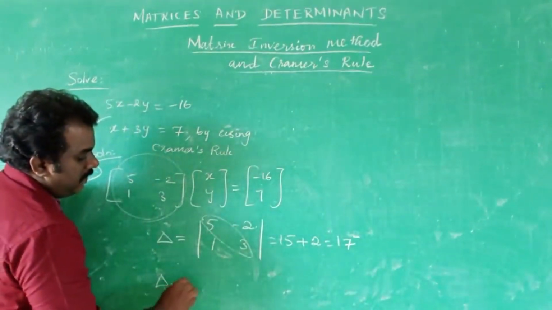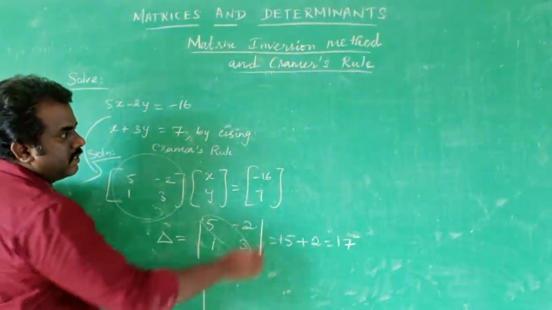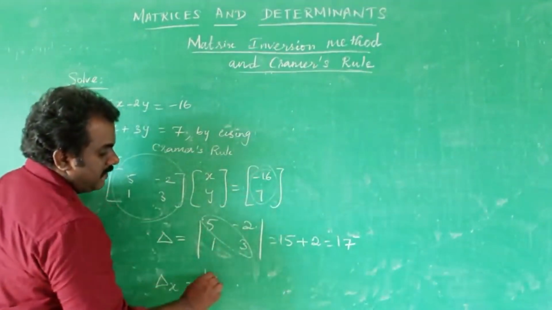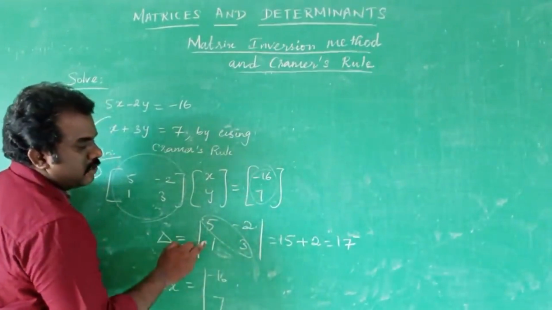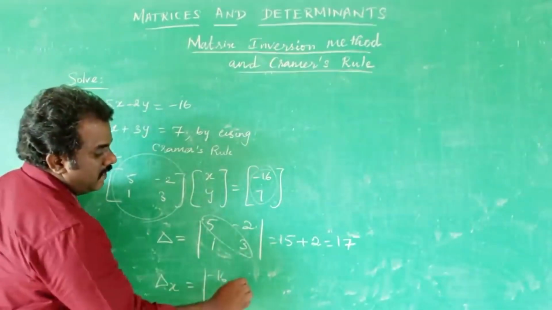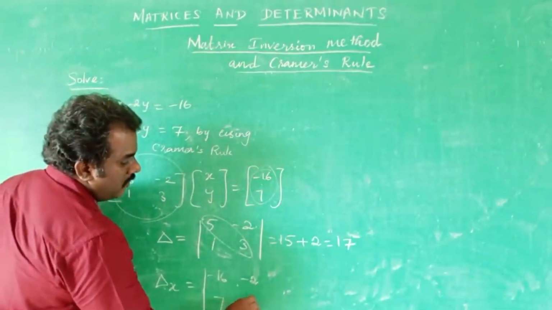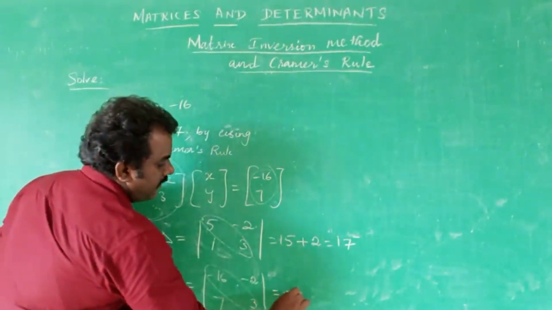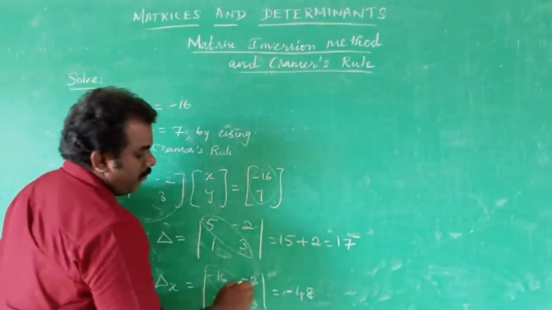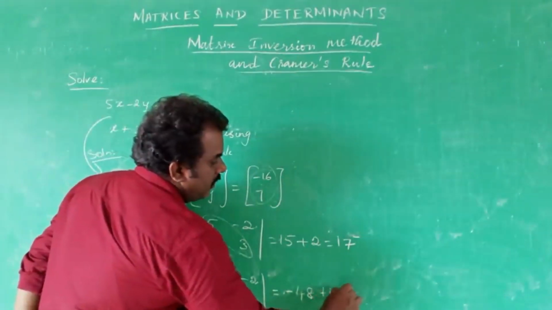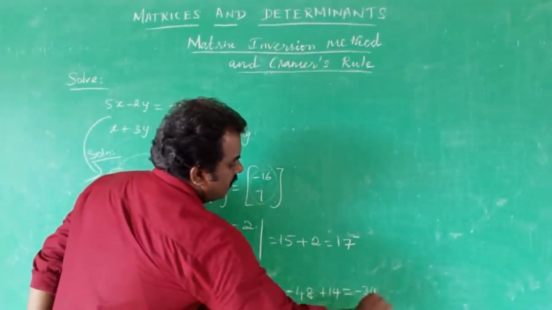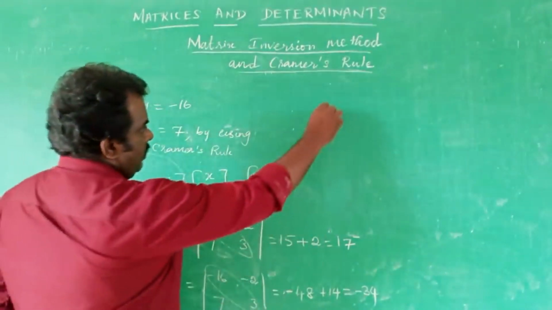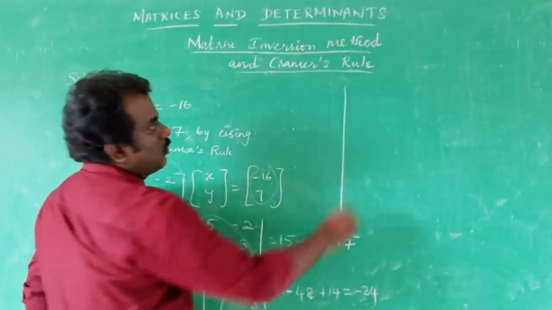The next we can go for del suffix x. In del suffix x, substitute the values of minus 16 and 7 in the first column of the given coefficient matrix and write the remaining elements as usual and take the determinant. So multiply the leading diagonal, that is minus 48, and minus of minus 14 is plus 14, which is equal to minus 34.